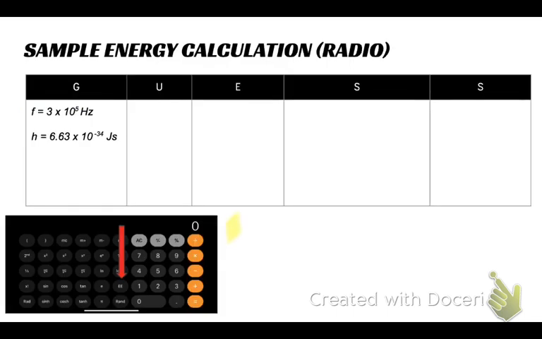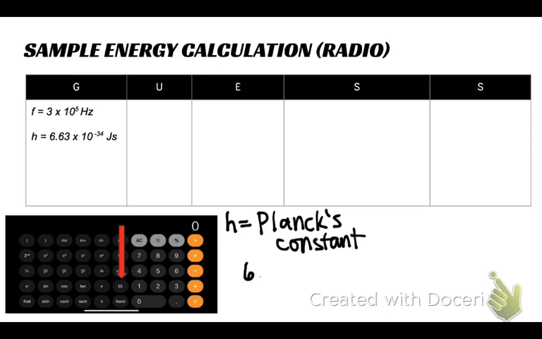Kind of a funny spelling, so let me get my pencil. h equals Planck. And it's a very small value, it's a constant. You don't necessarily need to memorize this, but you might accidentally end up doing that. And the units are joules times seconds.